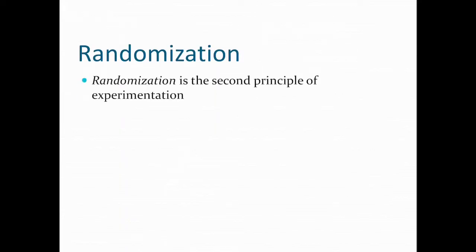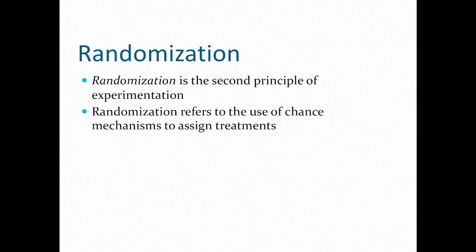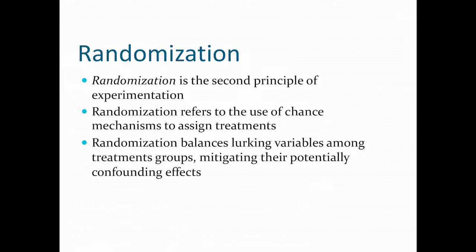Next up we have randomization. Once again, random is random, and it's probably one of the most important things to always take into consideration when there is any kind of data or statistics going on. It's the second principle of experimentation. It refers to the use of chance mechanics to assign treatments. Randomization balances lurking variables among treatment groups and mitigates their potential confounding effects, right?